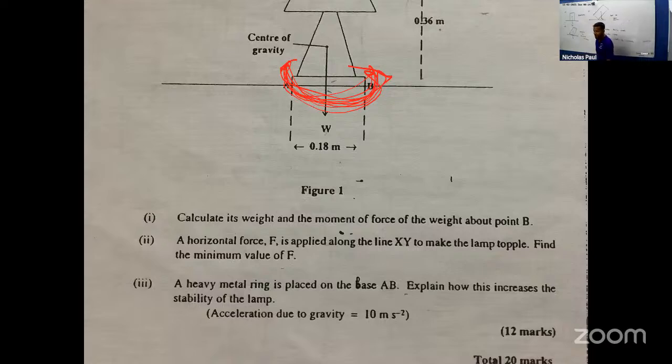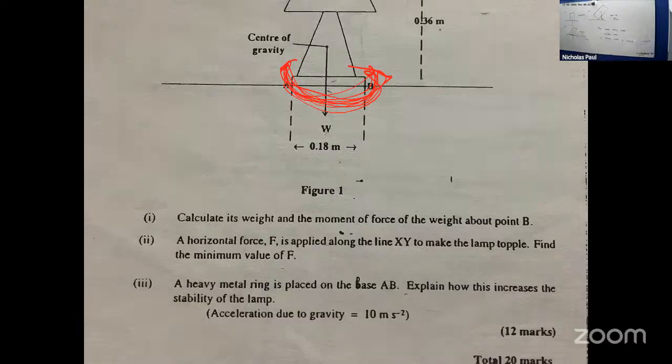It will widen the base, right, because you're adding mass at the bottom. So it will widen the base. That makes sense? It'll make the base wider and it will lower the center of gravity. That's all. So it will widen the base and lower the center of gravity. That's all you have to say. Explain how it increases stability: the ring will widen the base and it will lower the center of gravity. That's all you have to say.